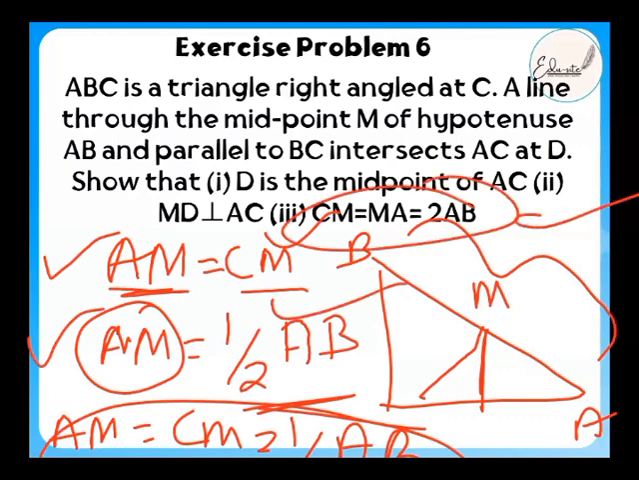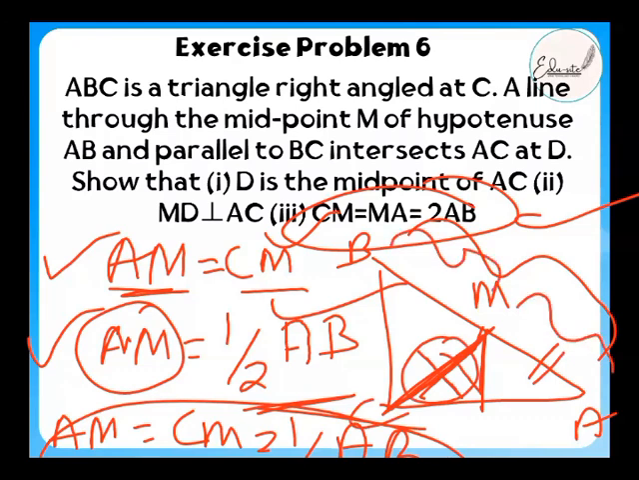Was it easy? Yes. Any difficulty here? Just the congruence in these two triangles, and proving that these sides are equal. If CM is equal to MA, then we also know that M is a midpoint of AB. If M is a midpoint of AB, then this and this sides are equal. Then this whole is half of it, right? Half of AB, correct? Done?